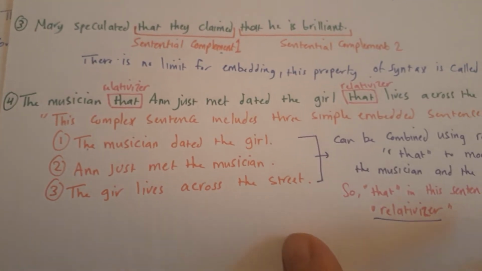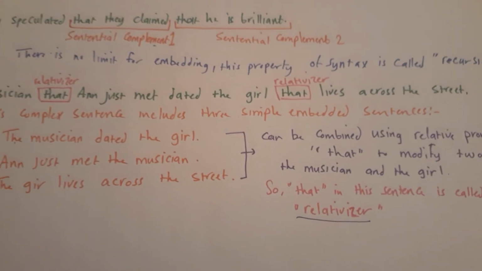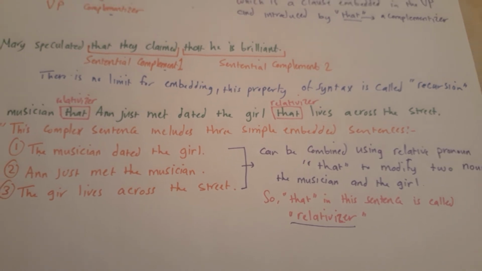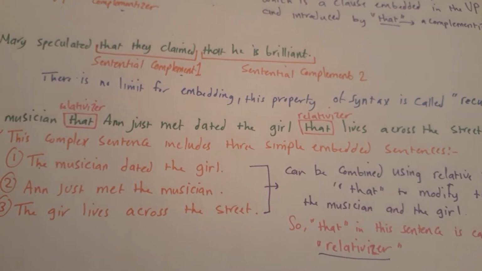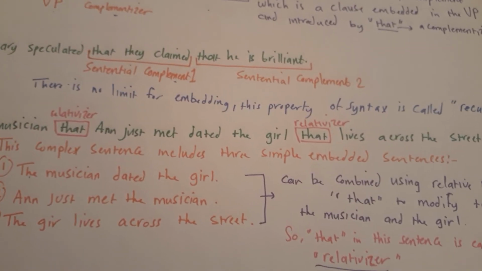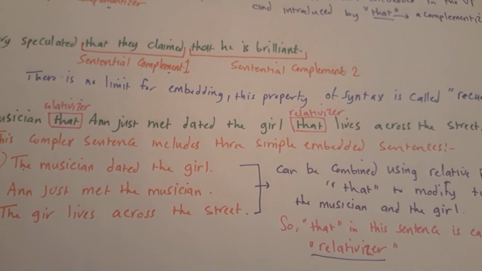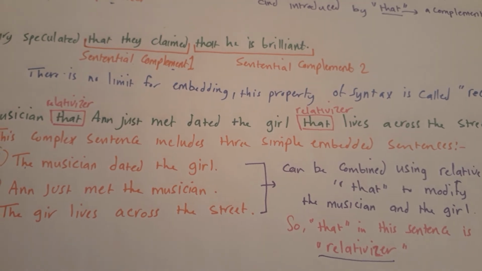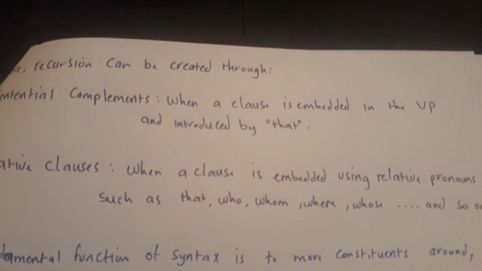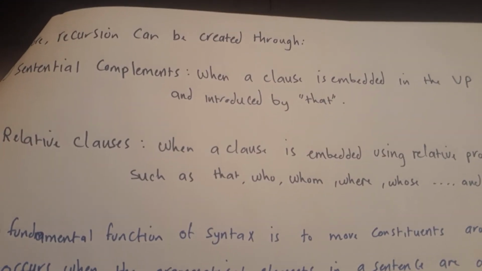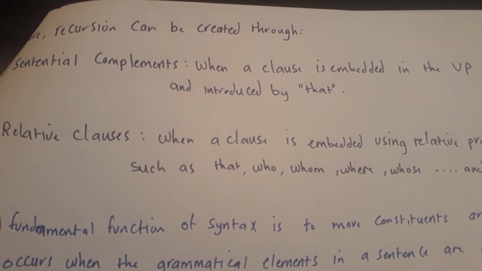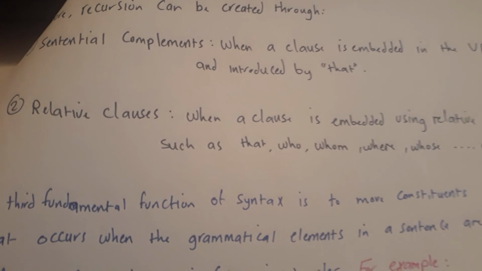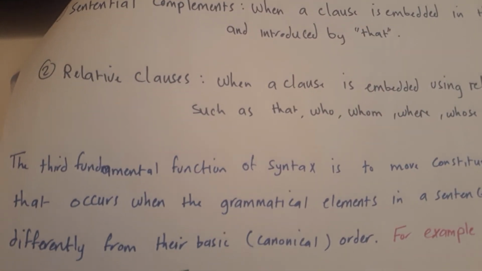Okay. So for example, if I have this sentence in your test and I ask you a question, is this a complementizer or a relativizer? You have to differentiate between these two. So to summarize, recursion can be created through 2 ways, using sentential complements and relative clauses.